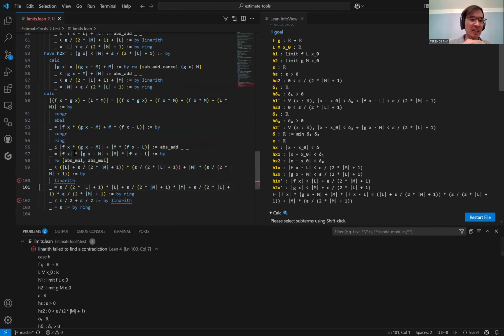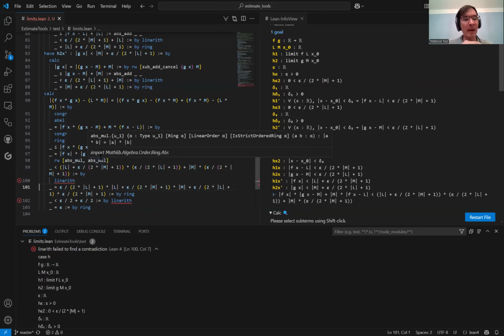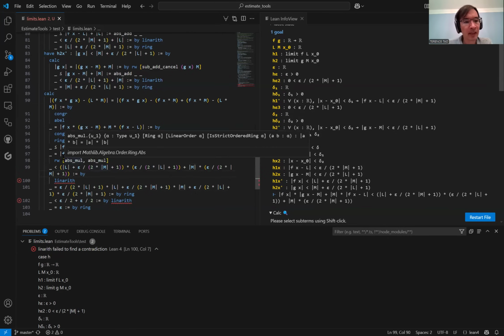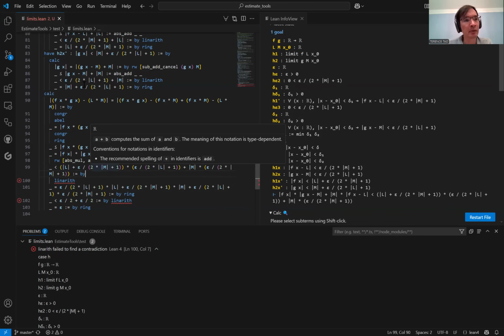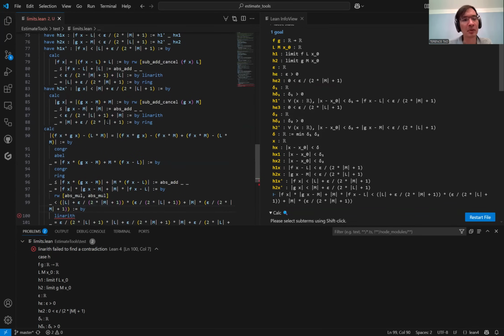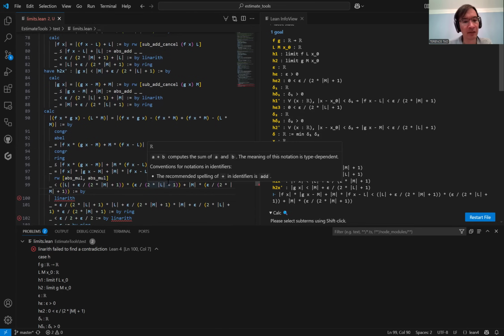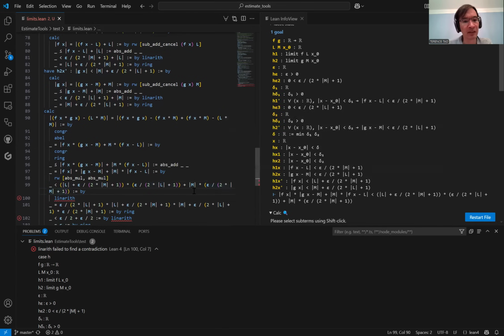Okay, it's very clever. So it first uses abs add, and then it moves the absolute value inside by two applications of abs mul. Good. Right, so then we're bounding f x by this. So they want to use the bound for f, which we have, the bound for g minus m that we have, and the bound for m that we have. Yeah, this is pretty straightforward.